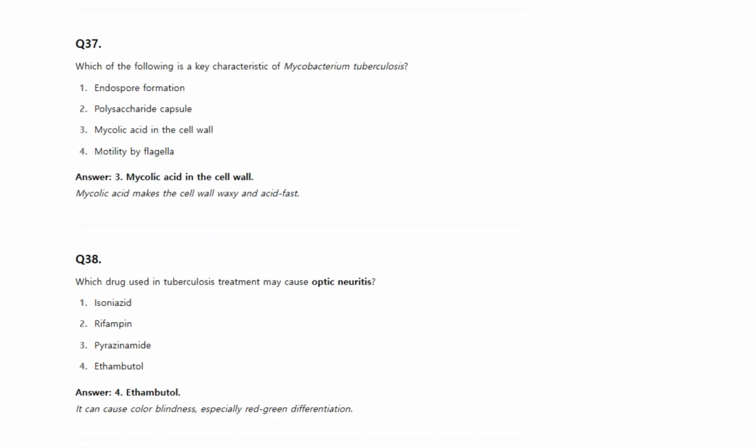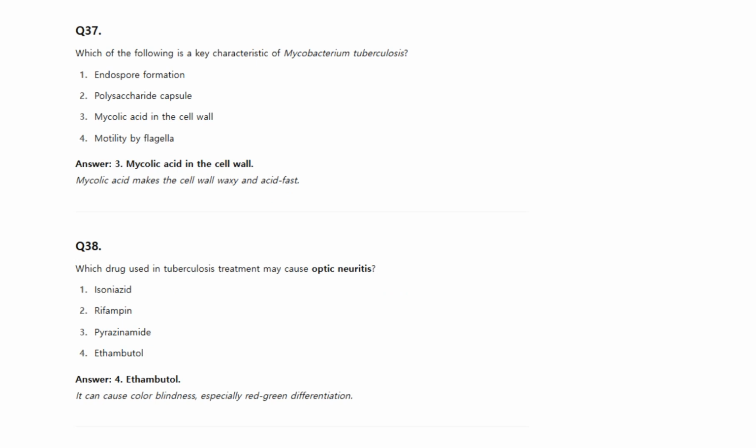Q37. Which of the following is a key characteristic of Mycobacterium tuberculosis? 1. Endospore formation. 2. Polysaccharide capsule. 3. Mycolic acid in the cell wall. 4. Motility by flagella. Answer 3. Mycolic acid in the cell wall. Mycolic acid makes the cell wall waxy and acid-fast.